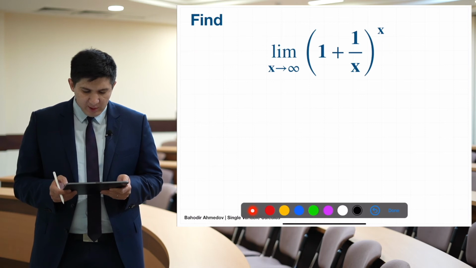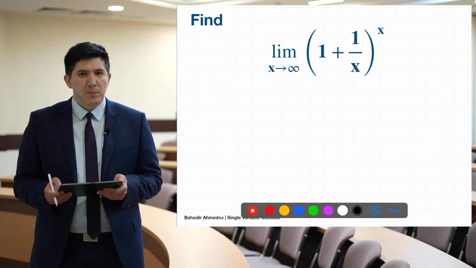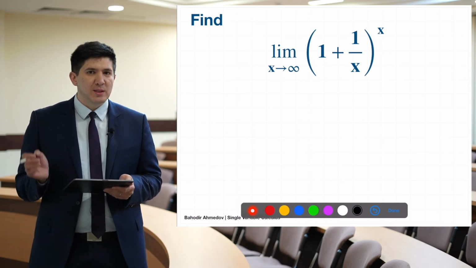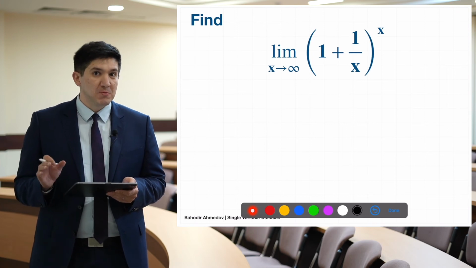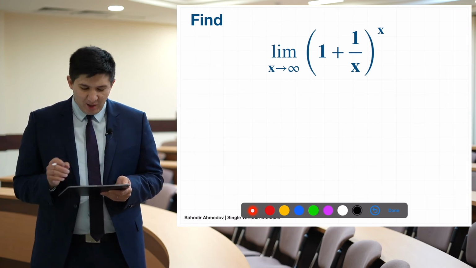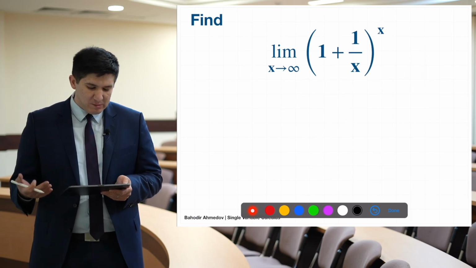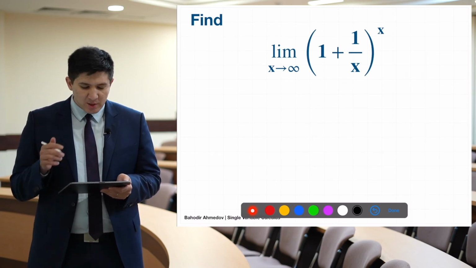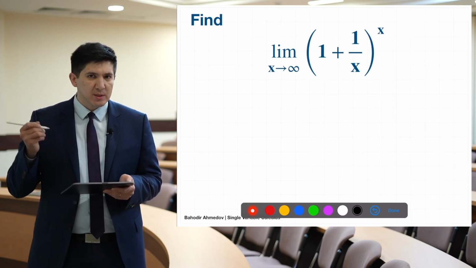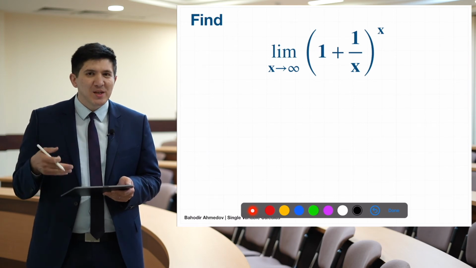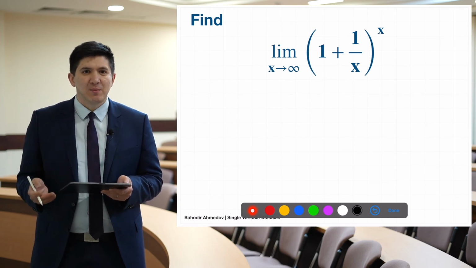So I'm going to find this limit, which is very interesting. Probably some of you know that this limit is equal to e, right? So I'm going to try to see whether it is possible to do this. This form of indeterminate limit is also one of the indeterminate limits.